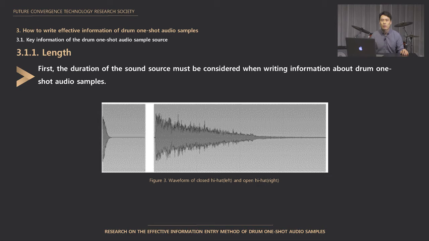If you look at the waveform of the left closed hi-hat in figure 3, you can see that the length of the sound source is longer than the actual duration of the audio sample, because there is a gap after the sample is finished. Therefore, since it is difficult to determine the actual duration of an audio sample using only the total length information of the sound source, it is very important to measure the actual duration and provide information.